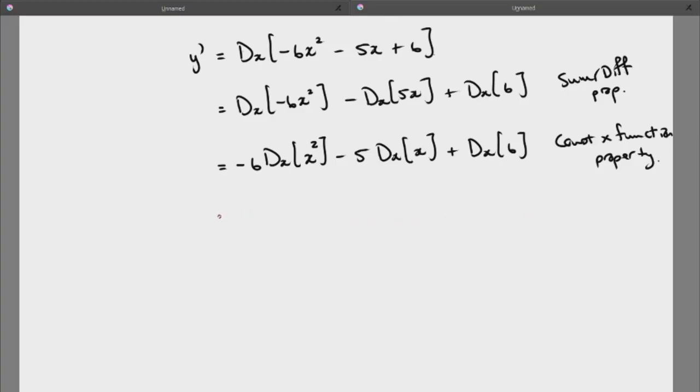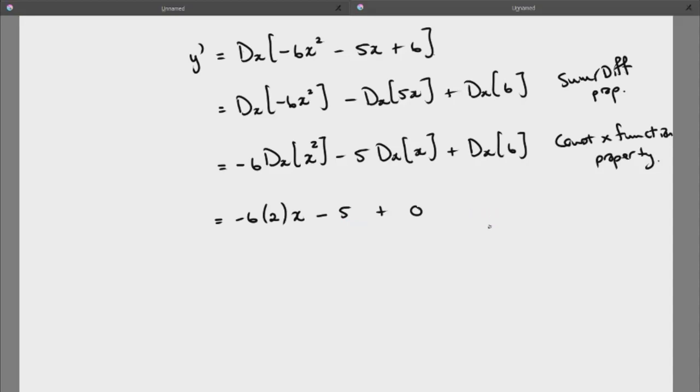If I now say negative 6, I don't want to simplify while doing this, though you're of course welcome to do that. 2 times x to the 1, we don't write the 1, minus 5 plus 0.